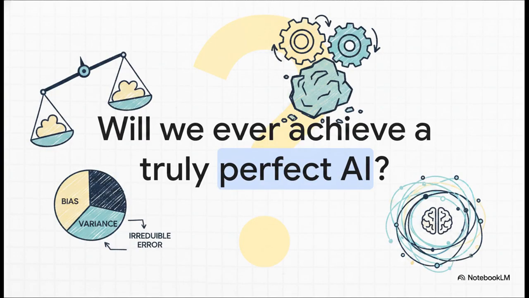Which kind of leaves us with a massive philosophical question. We know we can balance bias, we know we can manage variance, but remember that third piece of the puzzle? If irreducible error is just a fundamental, baked-in property of a messy universe, will we ever achieve a truly perfect AI? Or is the ultimate pursuit of machine learning not really about achieving perfection at all, but just mastering the art of the trade-off? Definitely something to think about the next time an algorithm makes a totally surprising prediction for you.